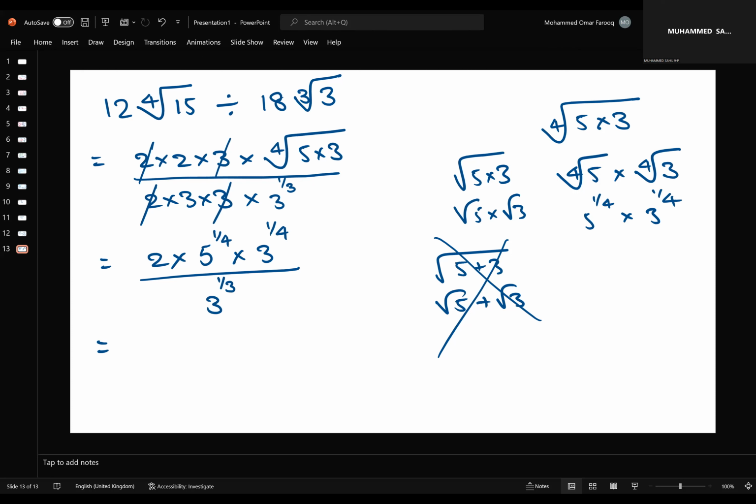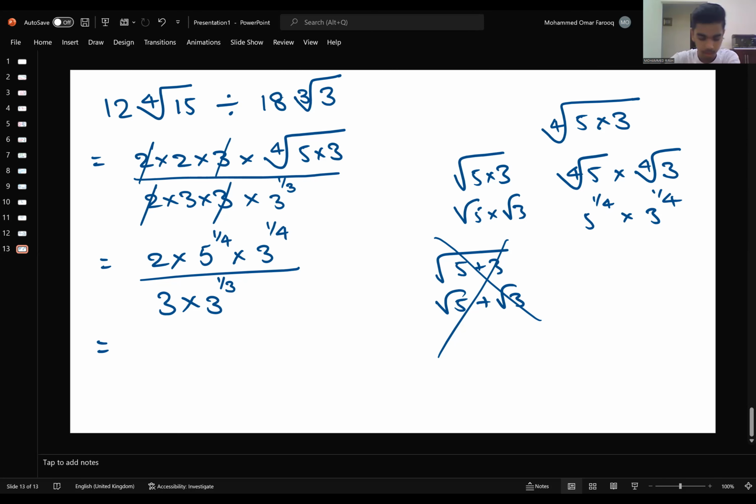Sir, where did this 3 go? Sir, explain how 3 comes in the denominator. Here there is a cube root of 3, which is not in the denominator. Acha, here one more 3. Is it right now? Yes, fine, sir.